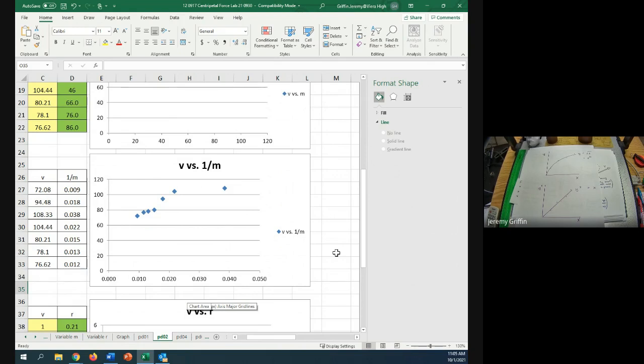Label the vertical axis V, and the horizontal axis is the reciprocal of the mass. So V in meters per second, 1 over mass would be 1 over grams. And scale those axes about like they are up there. Put those points about where they go.